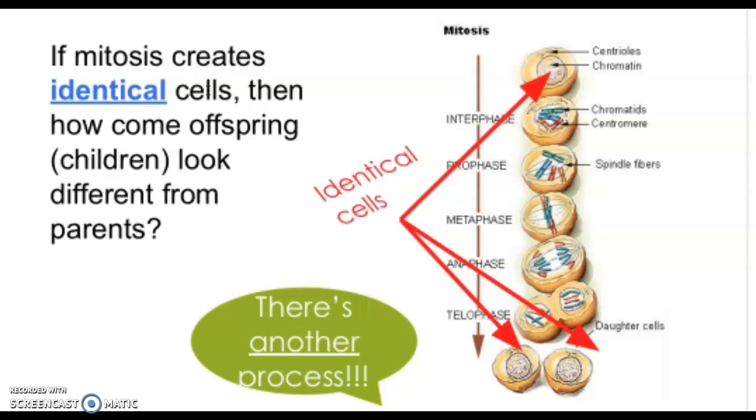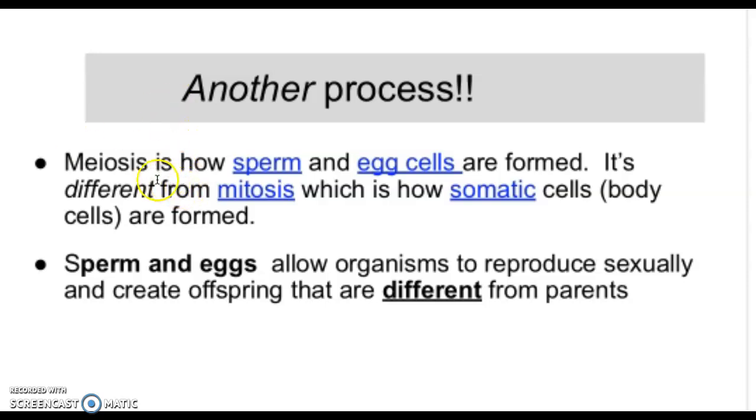Okay, so just think about that. Now, the answer to this question is that there is another process, and this process is called meiosis. Okay, meiosis is how the sperm and how the egg cells are formed.